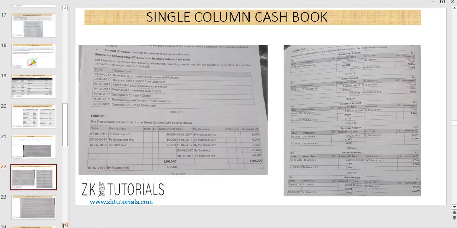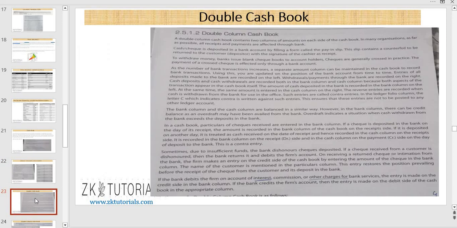Alright, the next slide is about the double column cash book. I'm giving you 3 minutes to read all this information regarding the double column cash book. Then I'll go further. A double column cash book contains two columns of amounts on each side of the cash book. In many organizations, as far as possible, all receipts and payments are effected through the bank. Cash or a cheque is deposited in a bank account by filling a form called the pay-in slip. This slip contains a counterfoil to be returned to the depositor with the signature of the cashier as receipt.